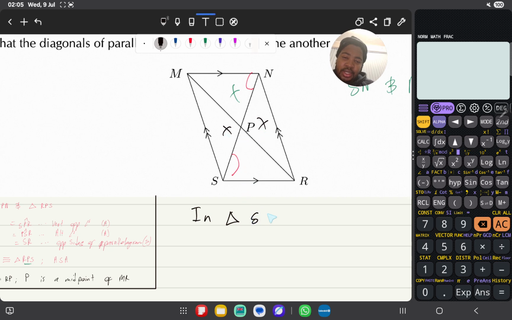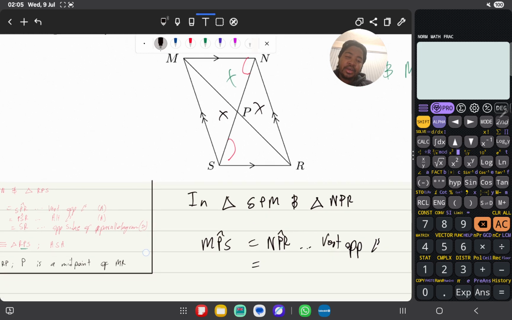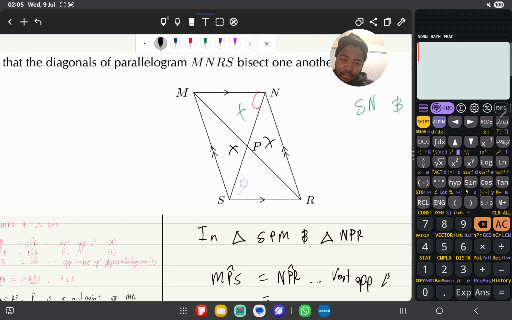So triangle SPM and triangle NPR, right? This is what you find. You find that angle MPS equals to angle NPR. Reason? Vertically opposite angles. Right here, let me remove these.